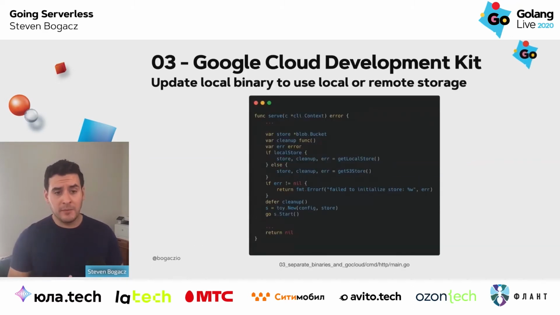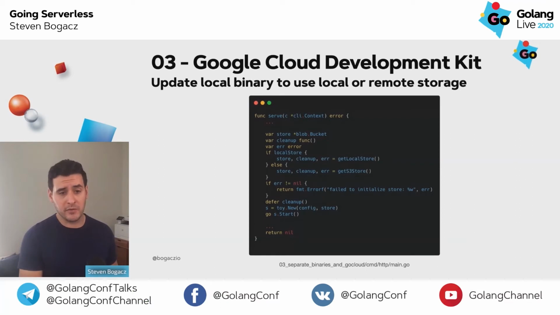And then we can also update our local binary to now, if we want to, not only run locally, but serve our HTTP locally, and we can either use local in-memory or file-based storage, or we can use our S3 backend if we want to exercise some more of our path as we're testing things out.